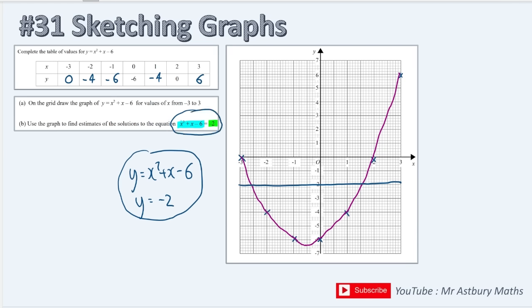So we need to find the x coordinates of where they cross. So I go up here and that's roughly about minus 2.6. And then we go up here, which is roughly about 1.6. And remember, it does say estimate, so you don't have to be exact, but obviously as accurate as you could possibly be.